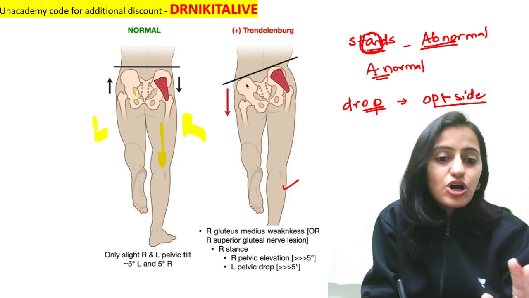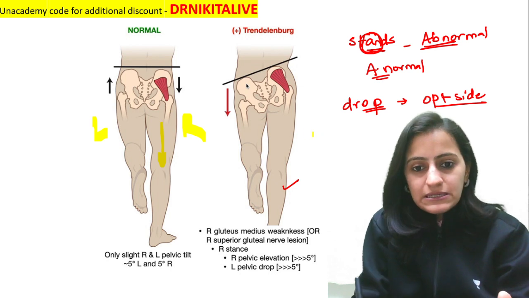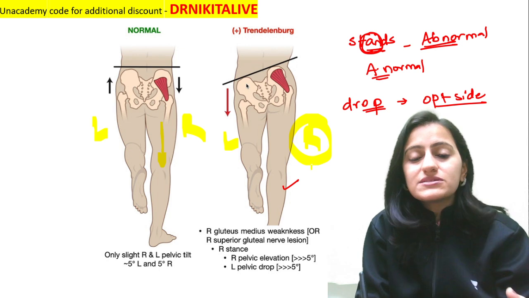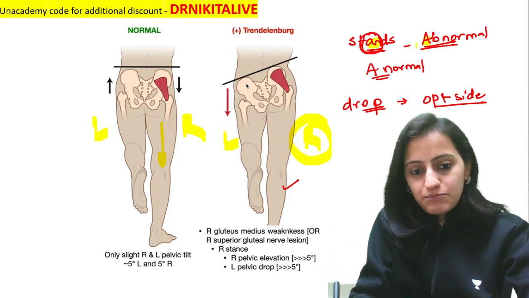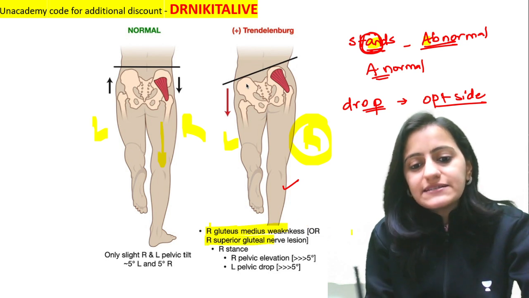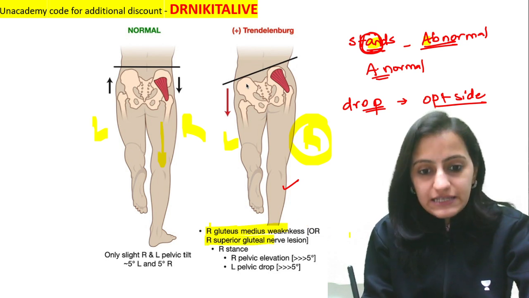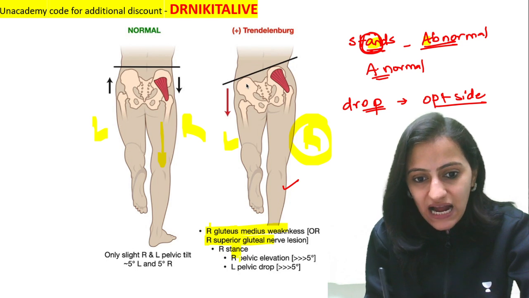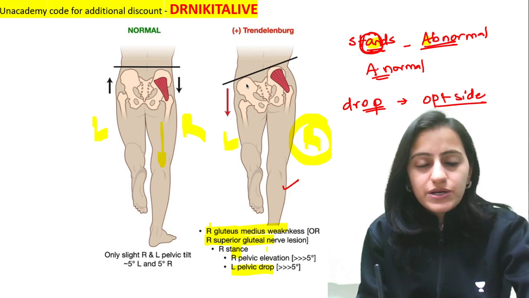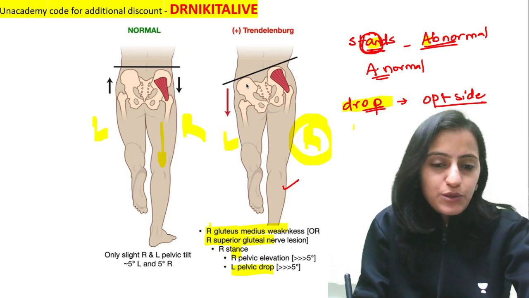The left side is not dropping. So this is normal. Standing on the right side, the left side is dropping. So it is the right side which is abnormal. Standing side is abnormal. So it is right gluteus medius weakness, or it is right superior gluteal nerve lesion. So when it is on the right stance, standing is the stance, that means the opposite side drops. That is what we need to know.